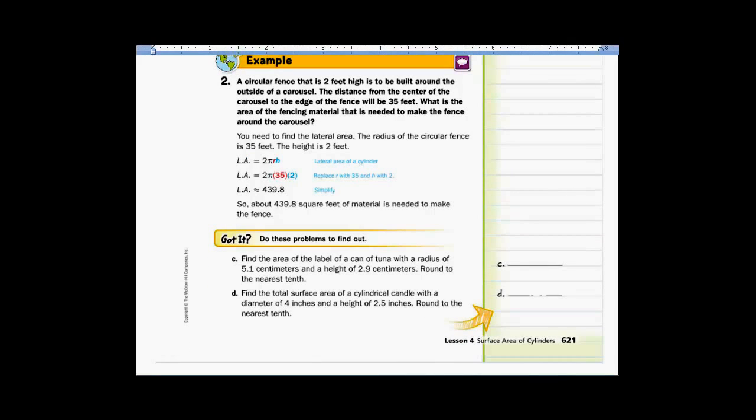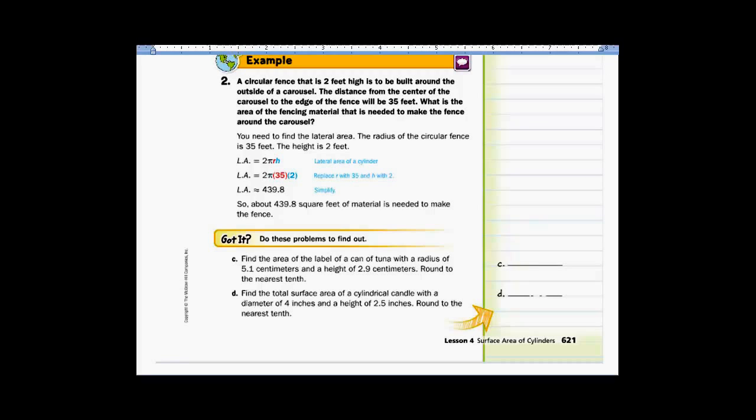All right. Pause and try, let's pause and try D. I'll give you the answer to C in just a minute, but let's pause and try D. All right, find the total surface area of a cylindrical candle with a diameter of 4 inches and a height of 2.5 inches, round to the nearest tenth. So total surface area: top, bottom, sides.